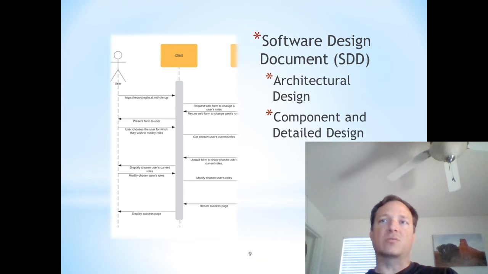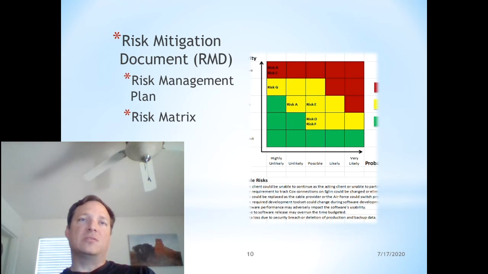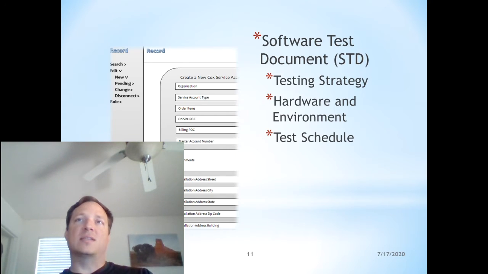to the end user. The Risk Matrix, or Mitigation Document, includes a list of each of the possible risks and the plan to deal with them should any one of the risk factors occur. And then lastly, the Software Test Document provides a testing strategy and various methods that will be used to test the web application.